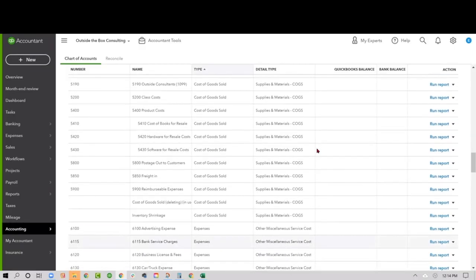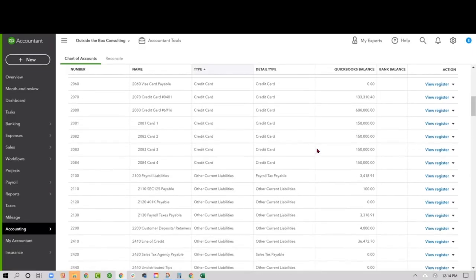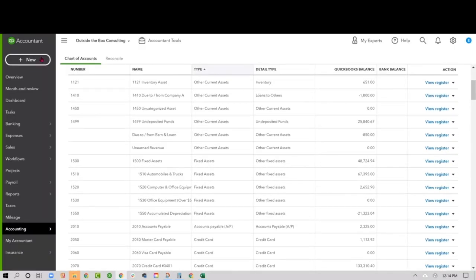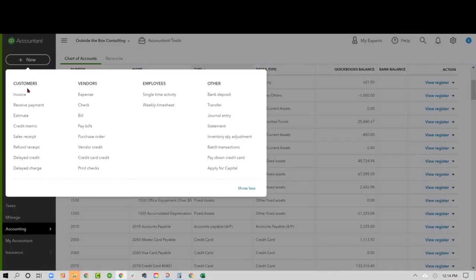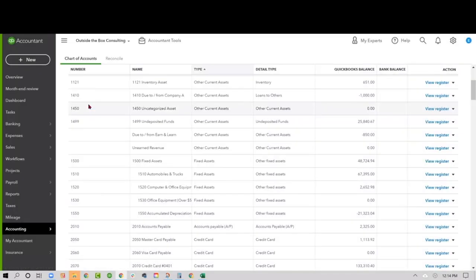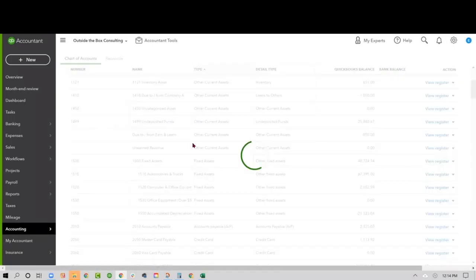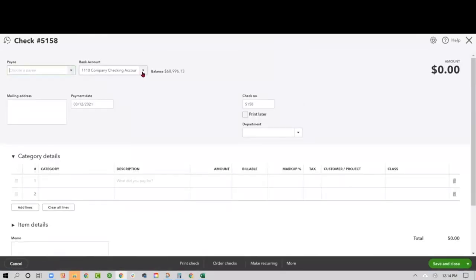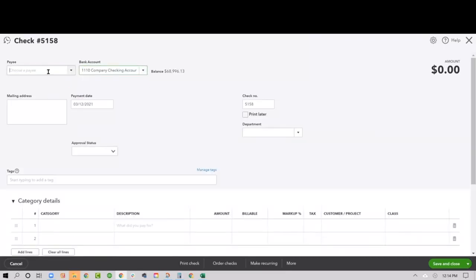And as you are entering transactions, you are changing these numbers. So let's say I write a check. I'll just do one really quick. I'm going to write a check out of the checking account. And you choose the source bank account. So this is going to come out of company checking.